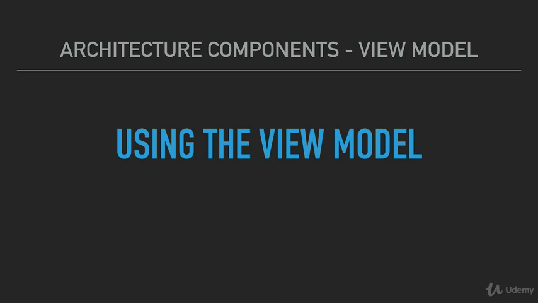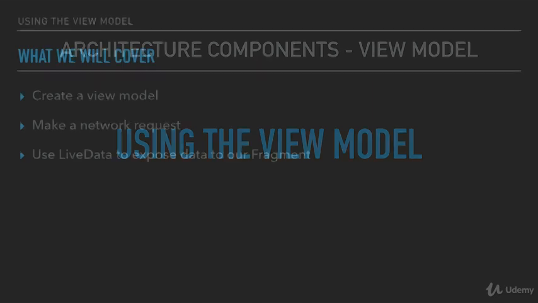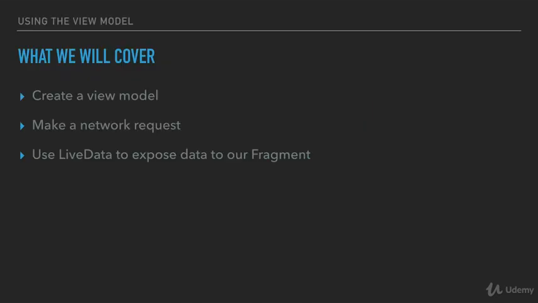In this section, we're going to finally start using the view model from Android Architecture Components. First thing we'll do is create the view model class, and we'll set up a network request inside the view model. Then we'll expose data to the view using live data, and the view in this case will be our fragment. Lastly, we'll set up our recycler view adapter so we can start showing data on the screen.